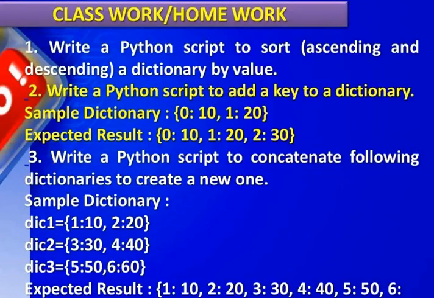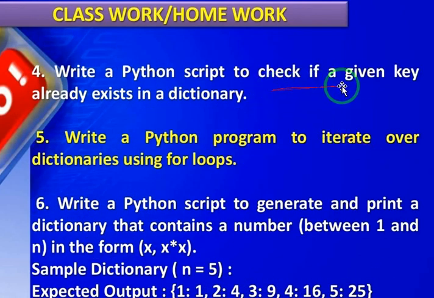Now, some assignments for you guys to practice: sort the dictionary in ascending and descending order by the values. And then we want to add a key to the dictionary alongside its value, which is 230 right here. And next we want to concatenate the two dictionaries to create a new one, these three to get the output as this. Next we want to check if the given key already exists in a dictionary. That also has been discussed in the video. Next, we have to iterate over the dictionary using for loops. That also we've done.